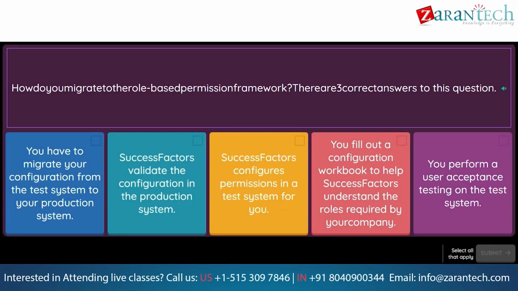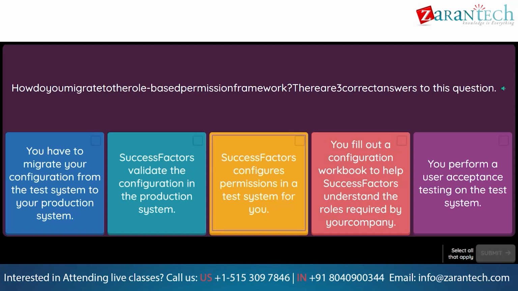Question: how do you migrate to a role-based permission framework? There are 3 correct answers to this question. Option 1, you have to migrate your configuration from the test system to your production system. Option 2, SuccessFactors validates the configuration in the production system. Option 3, SuccessFactors configures permissions in a test system for you. Option 4, you fill out a configuration workbook to help SuccessFactors understand the roles required by your company. Option 5, you perform user acceptance testing on the test system.